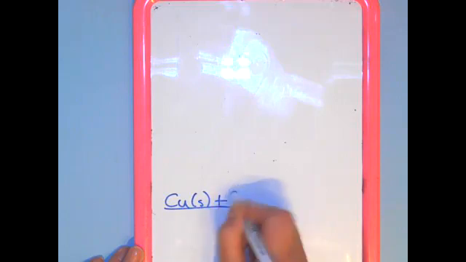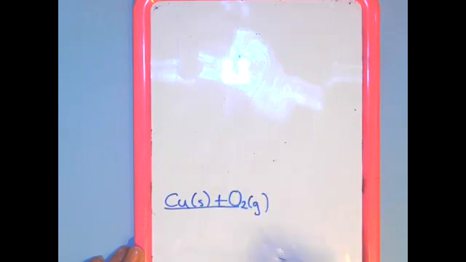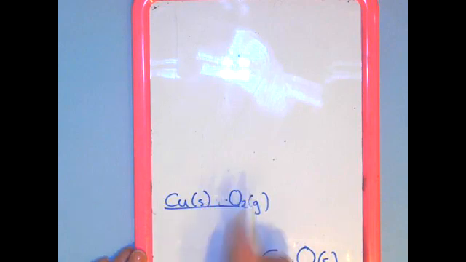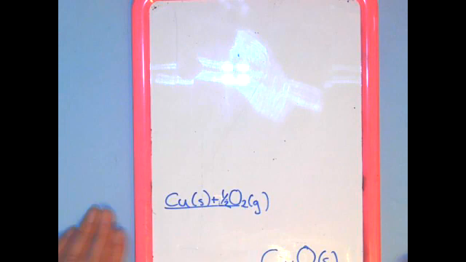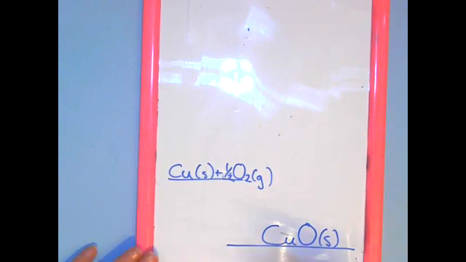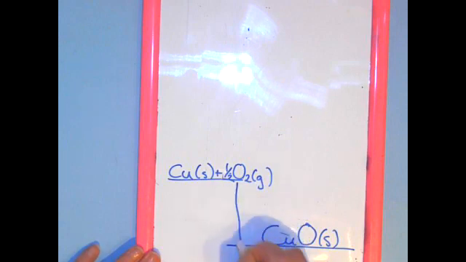So we've got copper as a solid, and oxygen in its standard state is a gas, and we're going to be making copper oxide, CuO, and that's a solid, and actually we only need half a mole of oxygen. Oops, there we go, you can see that. Okay, so that's the enthalpy of formation.